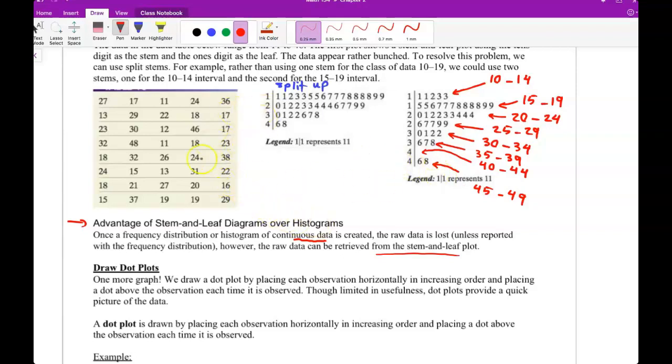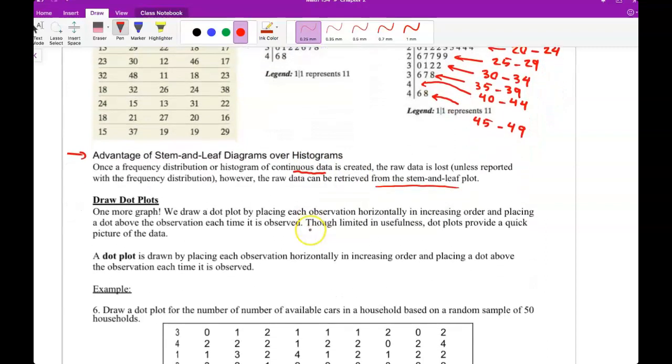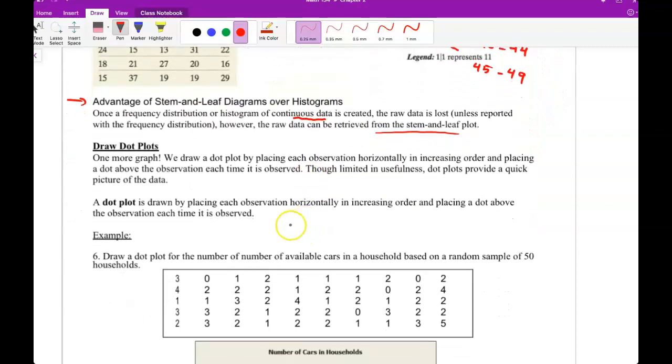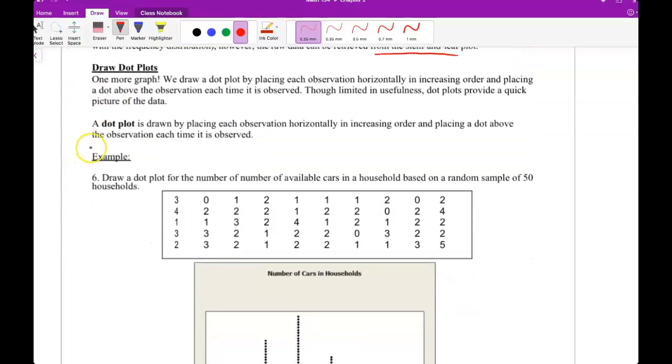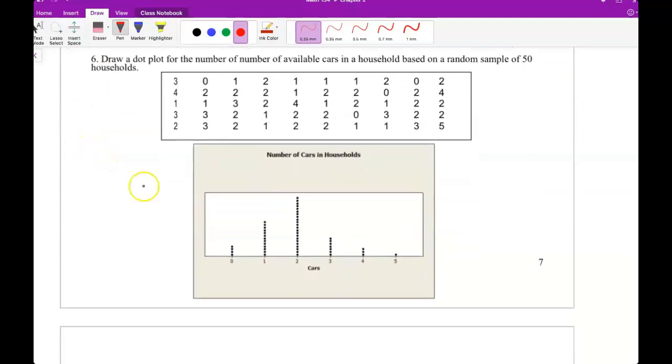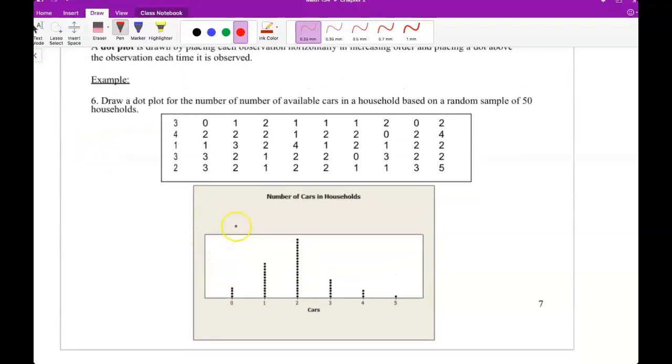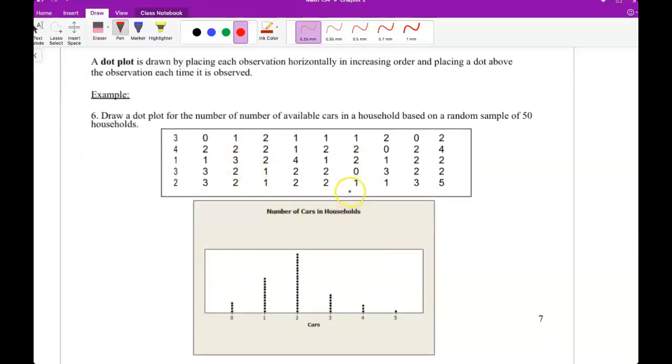For this part, you can see all the data that you have here. That's why it's clearer to use it instead of histograms. That is the advantage that we have over histograms. The next part: draw dot plots. This part's easy. You only need to see what numbers you have in each table. This is example number 1, a sample of 50 households. Again, we have number of cars.